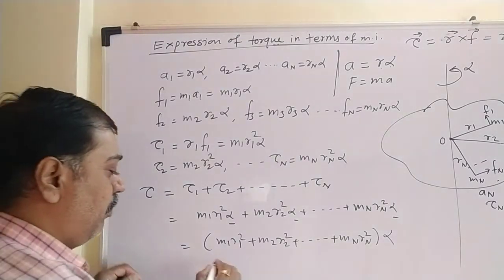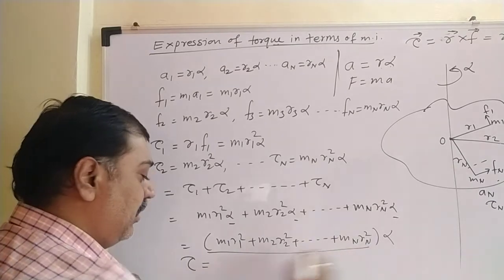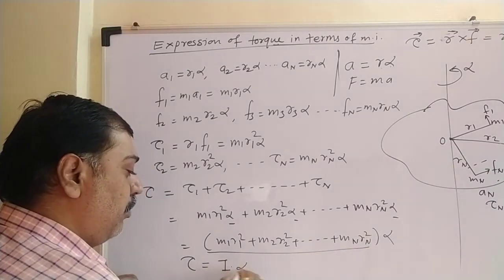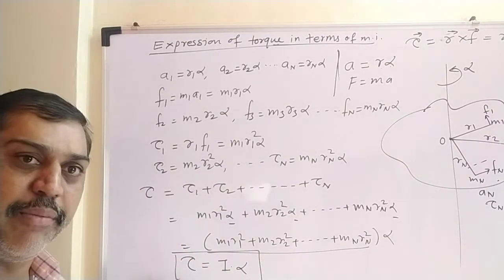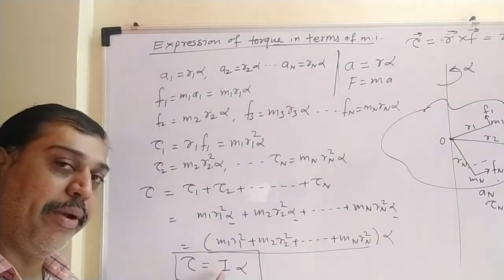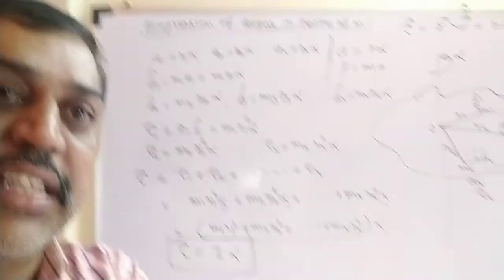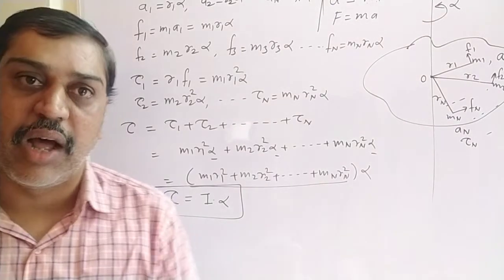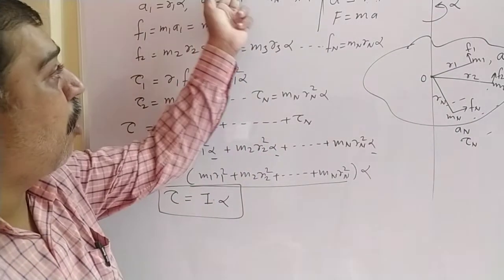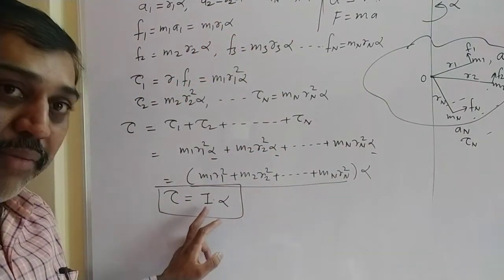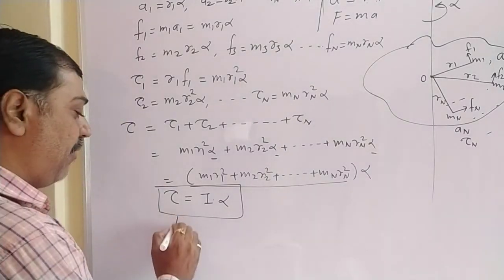So we get the left hand side, torque, equal to I into alpha. This gives the relation between torque acting on a rotating body in terms of moment of inertia and angular acceleration: tau equal to I alpha. In this fashion, we have derived this equation for torque in terms of I, where I means moment of inertia. If we compare this equation with another equation, F equal to ma.